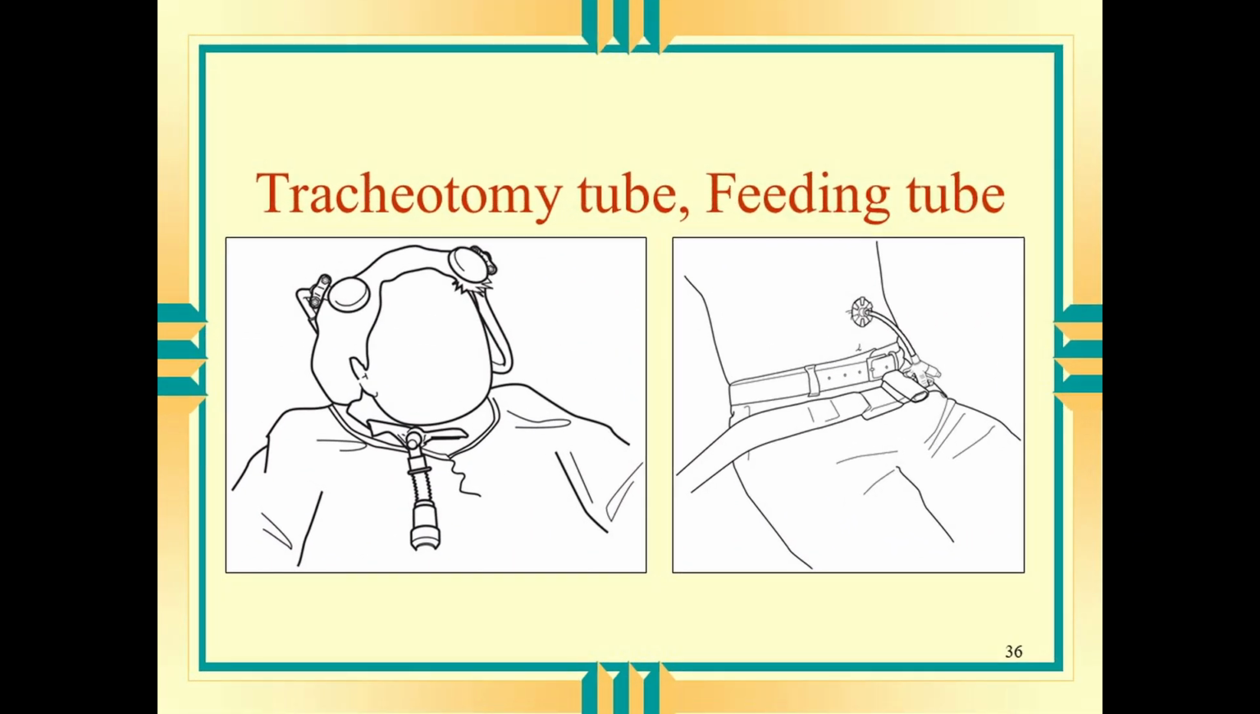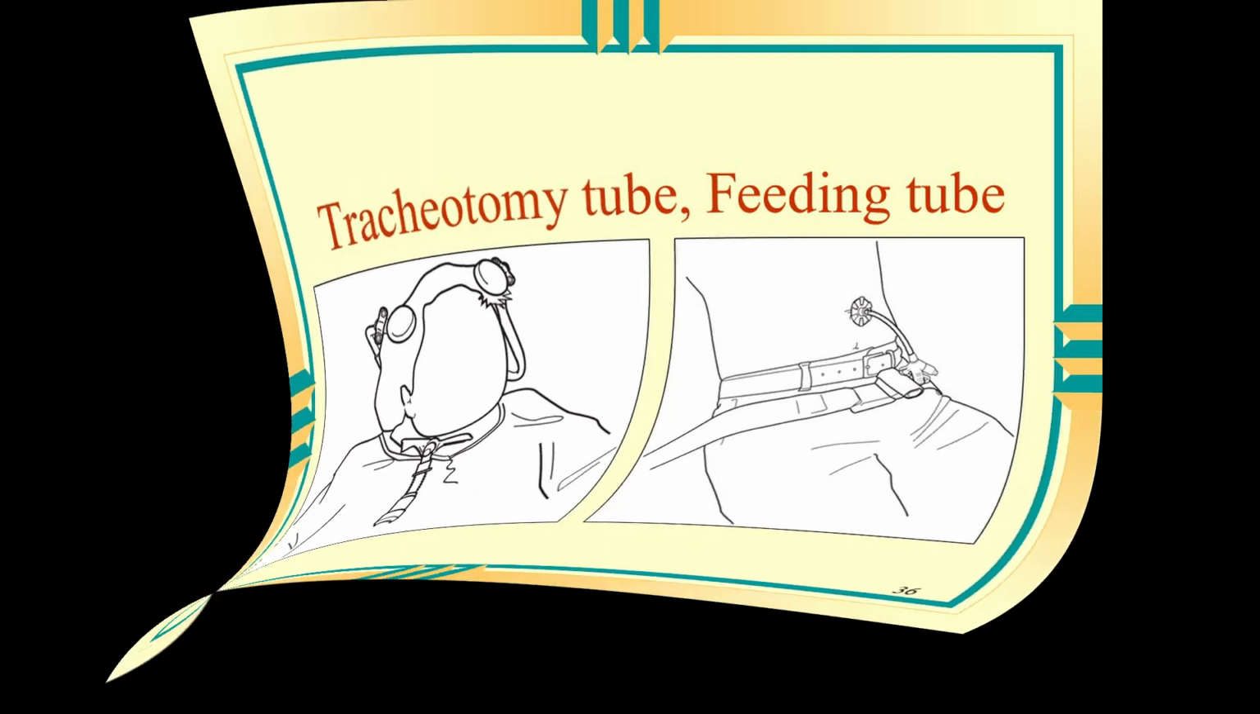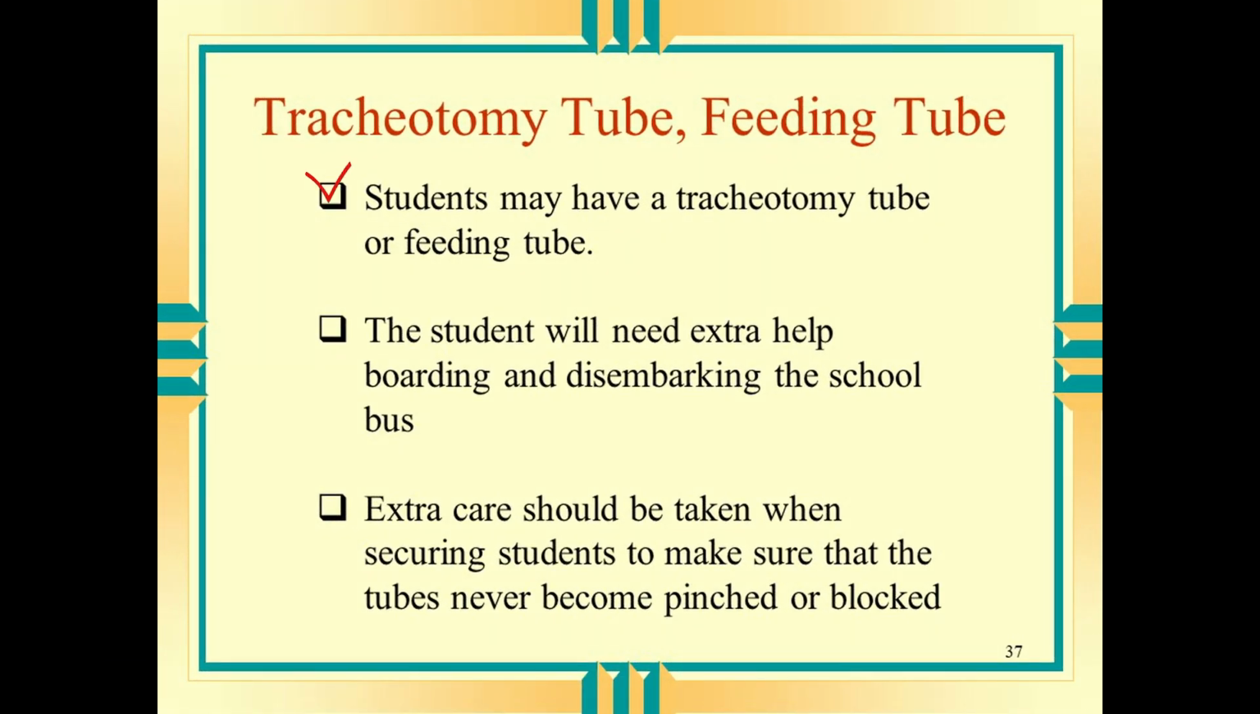Now let's look at tracheotomy tubes and feeding tubes. The tracheotomy tube is inserted through a surgical opening into the trachea or windpipe to facilitate breathing. Feeding tubes pass food and fluids from a battery-powered pump directly to the stomach through a surgical opening or through the nostril. The student will need extra help boarding and disembarking the school bus.